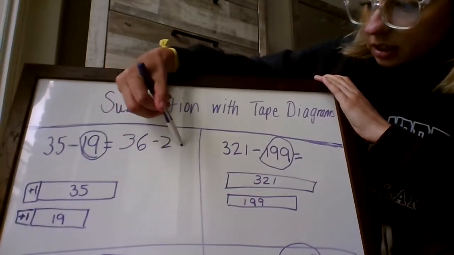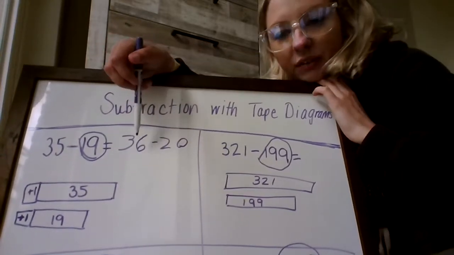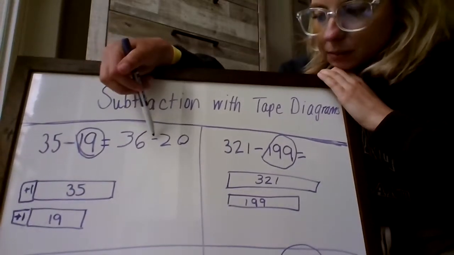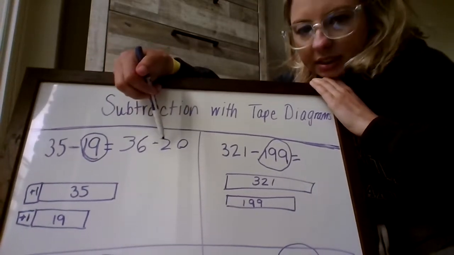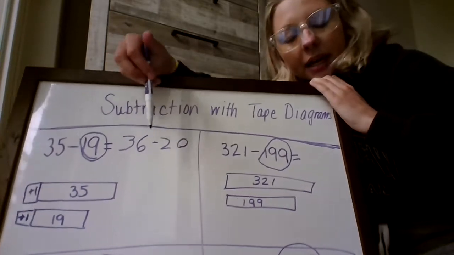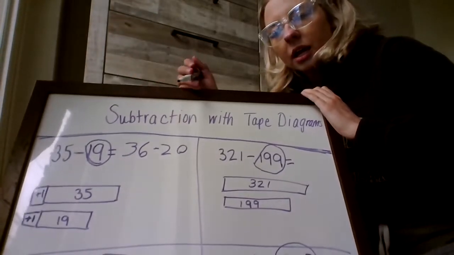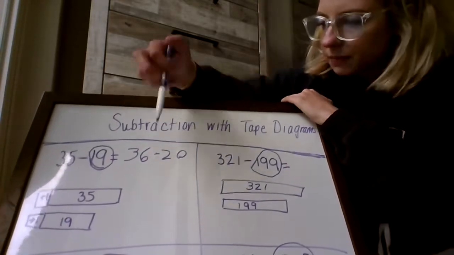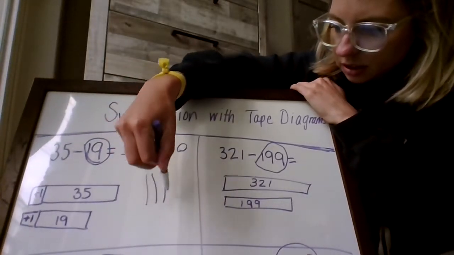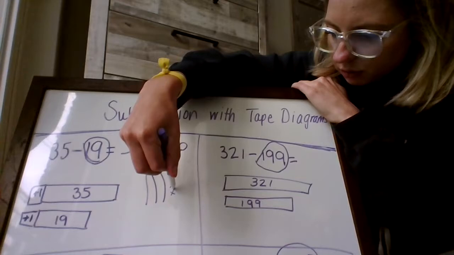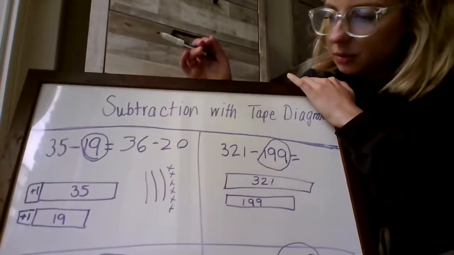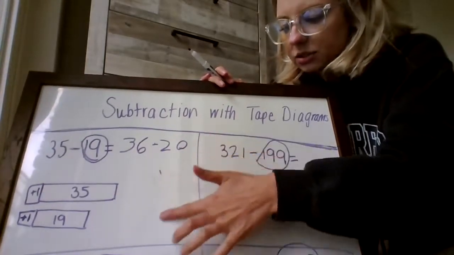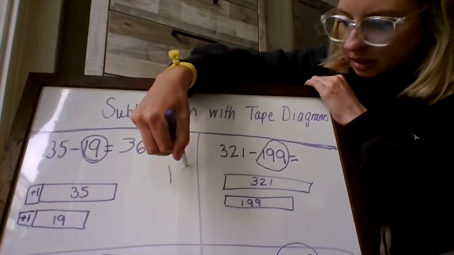So our new number sentence is going to be 36 take away 20. Now that is very easy to go ahead and solve, because 3 tens 6 minus 2 tens is 1 ten 6. I can just do that right in my head, not because I have it memorized, but I can visualize. Here's 3 tens, 6 ones: 1, 2, 3, 4, 5, 6, and we take away 2 tens. 1 ten, 2 tens. What's left? 1 ten 6. So our answer is 16.